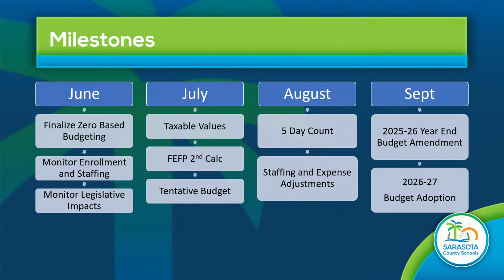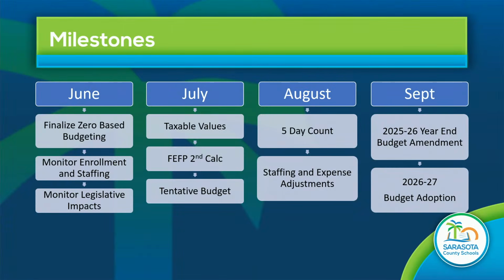We will also receive the second calculation from the state regarding the FEFP, and we'll have a better picture going into the school year of fine-tuning the revenue, and then be presenting the tentative budget this upcoming month in July. Again, like I said earlier, in August, we start school. The first 5 days, we really do count. Every single day, we count who has shown up so that we can make accurate predictions for what the revenue will be. And then we adjust from there.